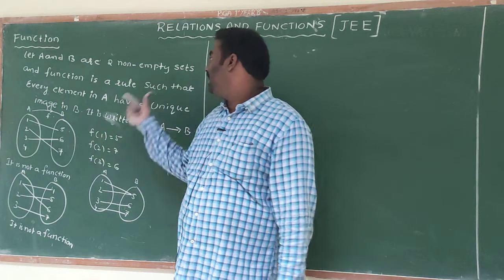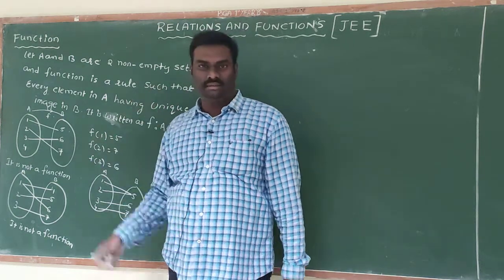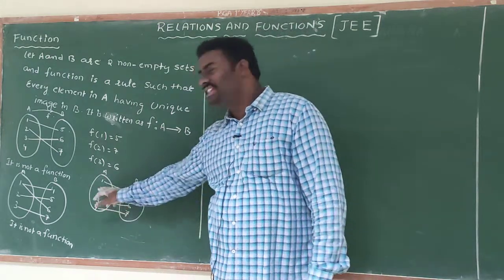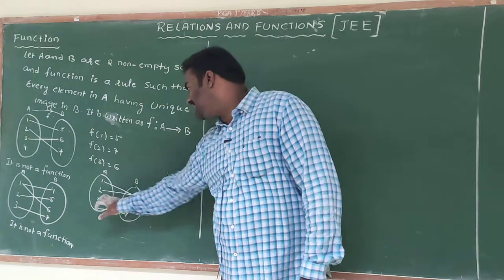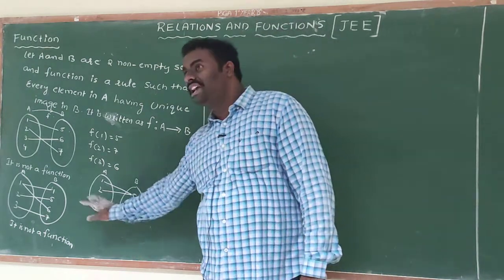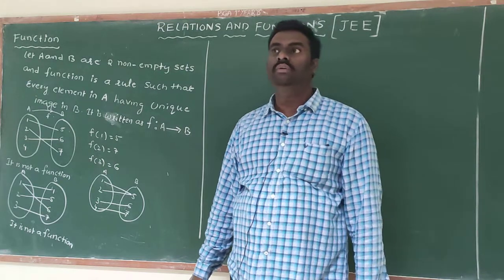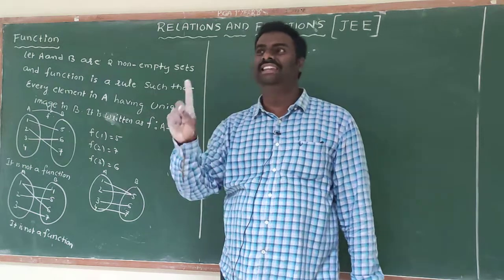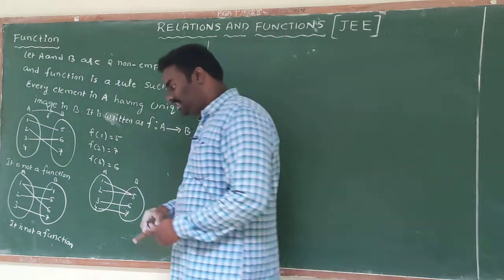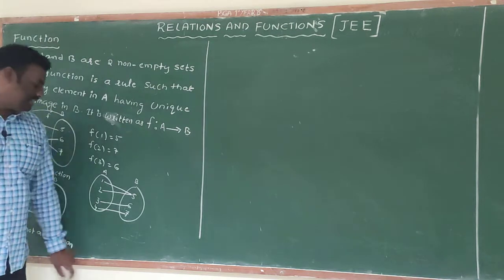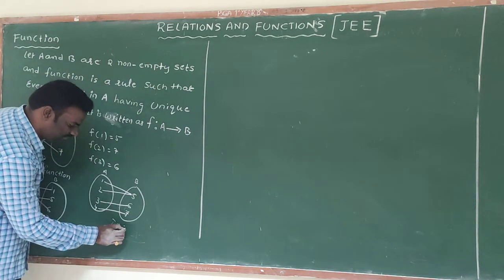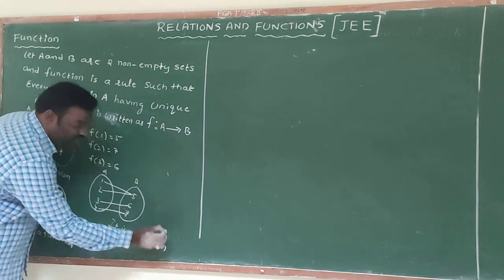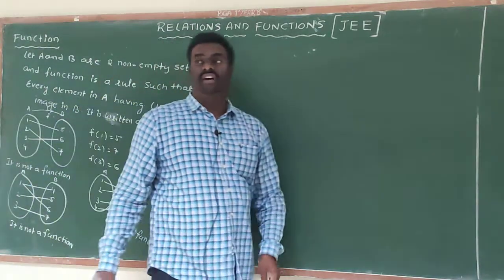Why? An element should have a unique image. But here you observe, 1 has image 5, 2 has image 5, 3 has image 6, 4 has image 7. Now, every element in set A has one and only one image in set B. That's why this third example can be considered a function. So, it is a function. This is an example for functions.